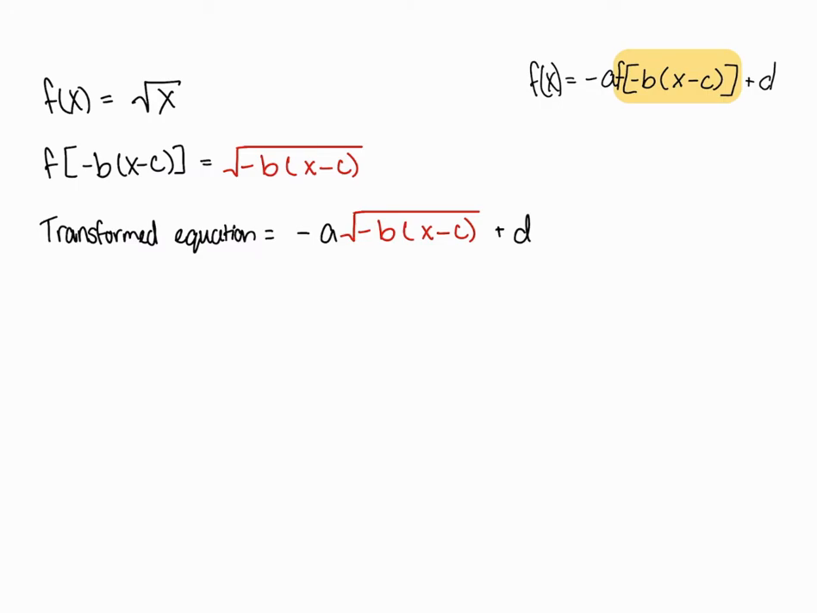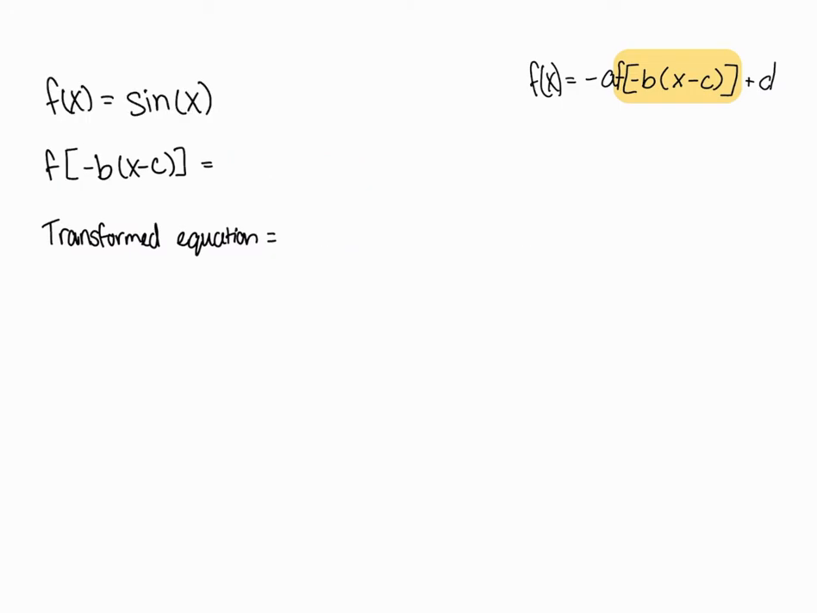Now let's do one more example with the sine function. If f of x equals sine x, then f of negative b times x minus c would be sine of negative b times x minus c. So plugging that back in would give us negative a times sine of negative b times x minus c plus d. Hopefully now you get the gist of what we're doing and are able to apply this to other parent functions. So now I'm going to go into how to use these transformed equations for graphing.